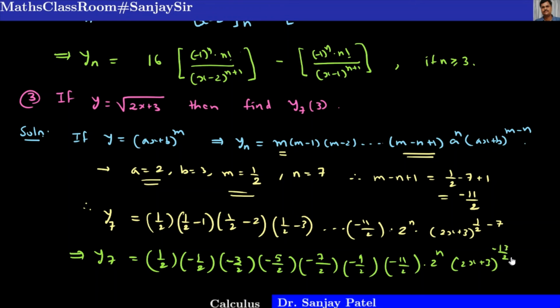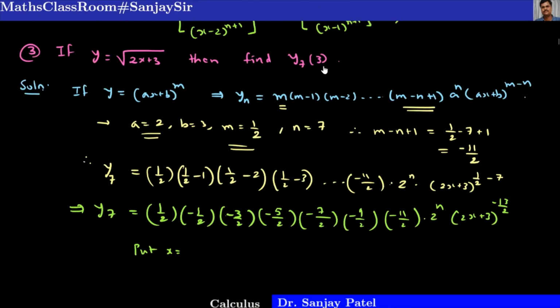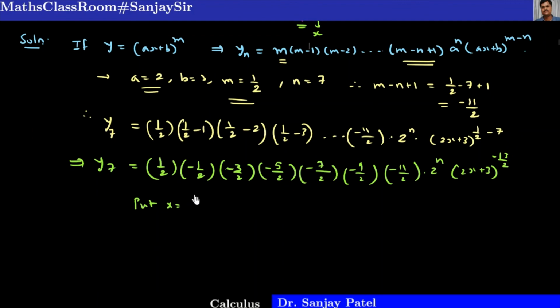Okay. So this is our value of the seventh derivative, and we have to put x equal to, I think 3. Let me check. Yes, it is x equal to 3. We want the value of the seventh derivative at x equal to 3. So we put x equal to 3 here and simplify, and that is our final answer.